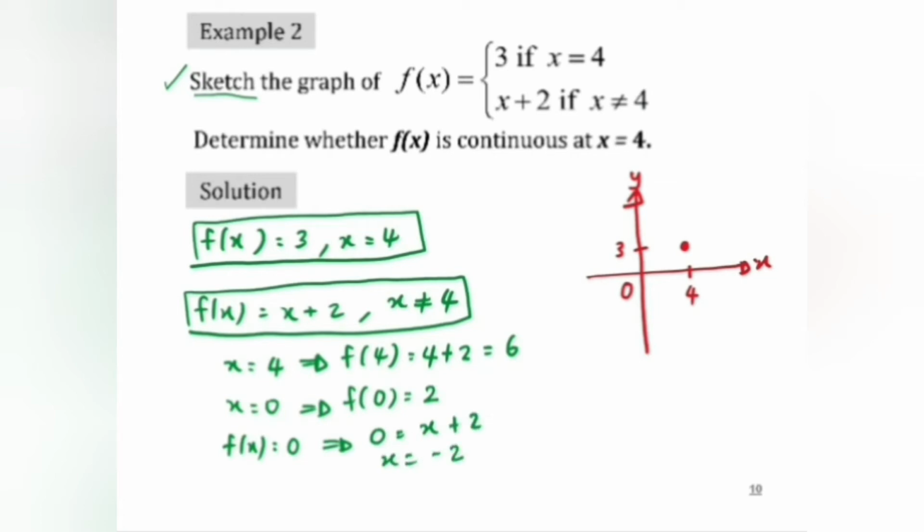Then we can sketch the graph. When x is 4, f(x) is 6. Not equal to 3, so we should draw an empty circle here. When x is 0, f(x) is 2. And when x is negative 2, f(x) is 0. Then draw a line connecting the points, and label the graph.